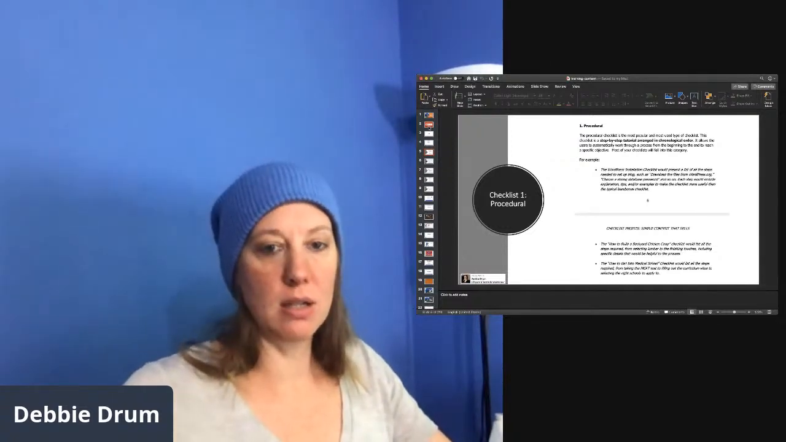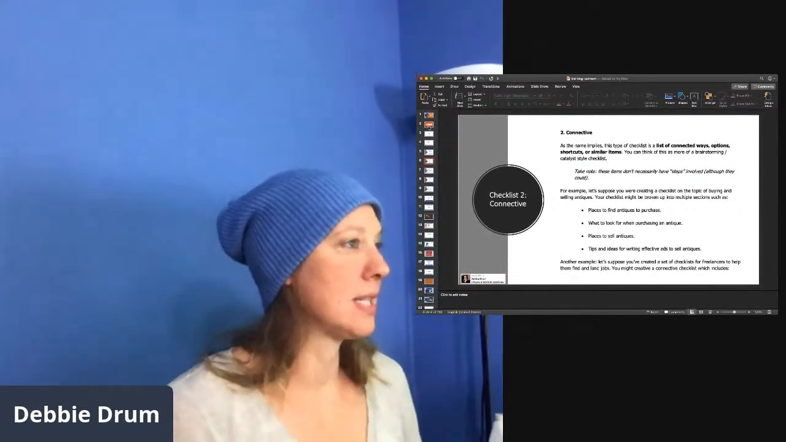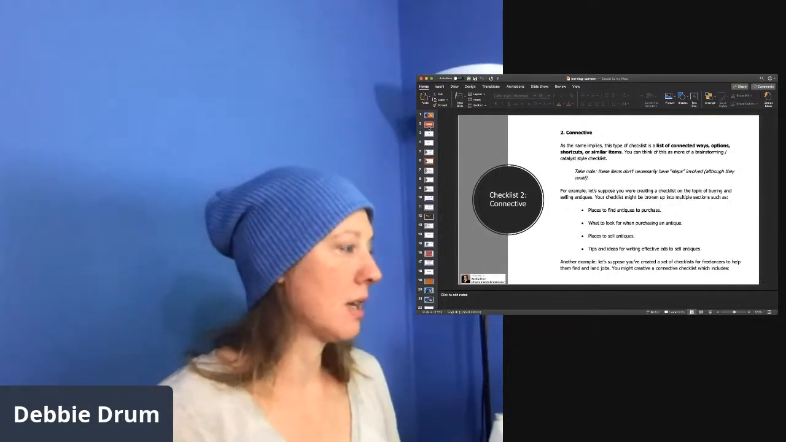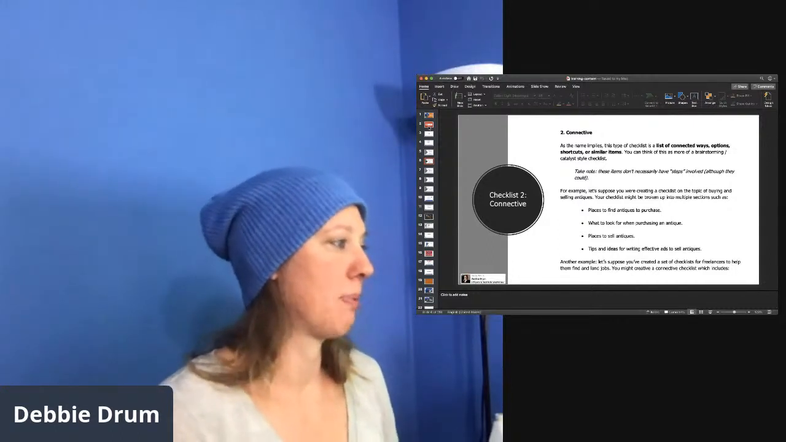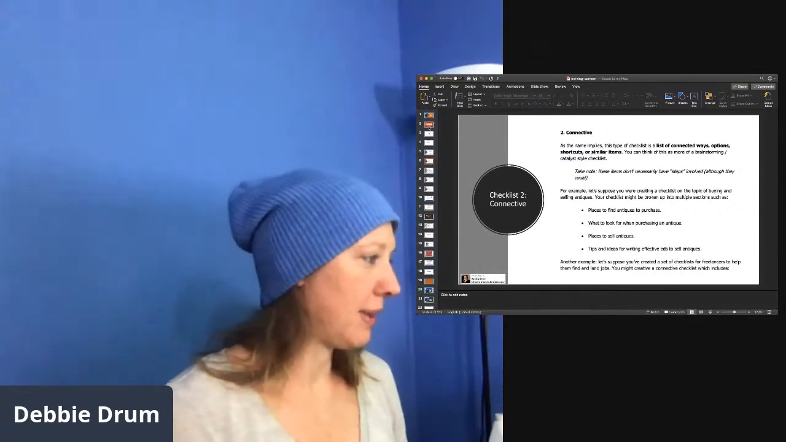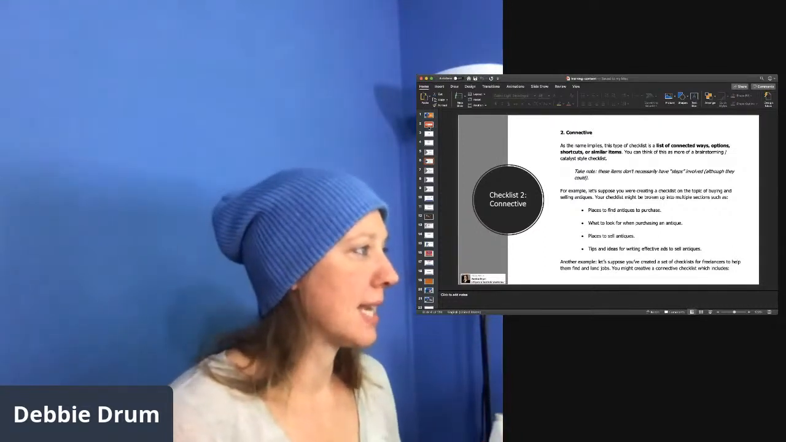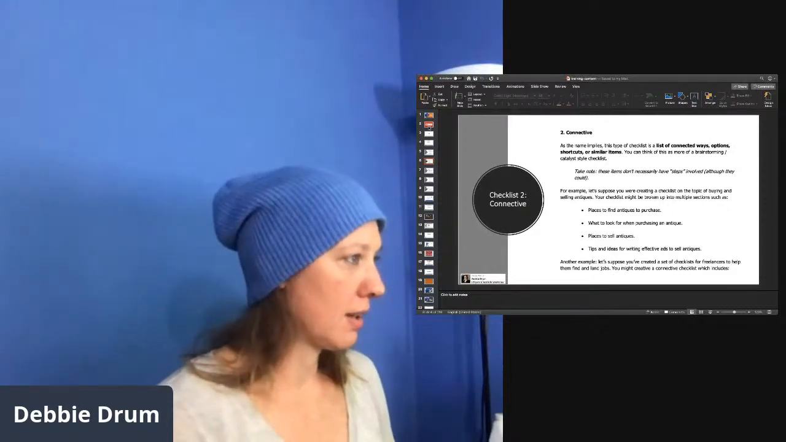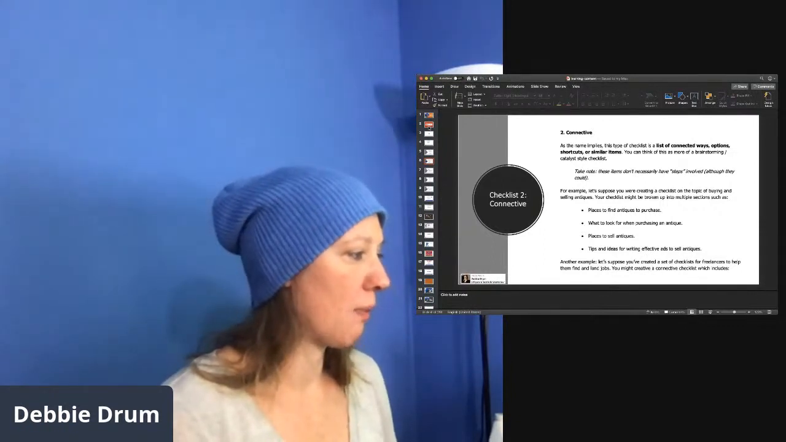The second one is the connective checklist. This is a list of connected ways, options, shortcuts, or similar items, okay? Here are some examples: places to find antiques to purchase, what to look for when purchasing an antique, places to sell antiques. So it's kind of like a list. These items don't necessarily have steps involved, although they could. All right, so this says you can help people find jobs.